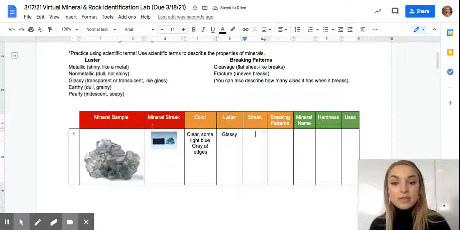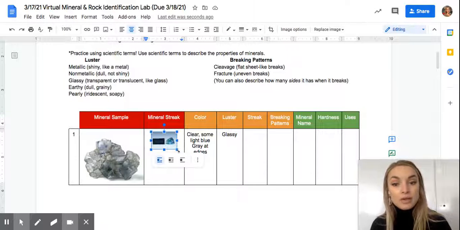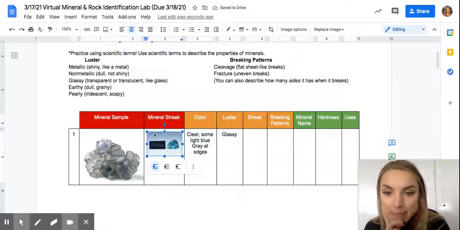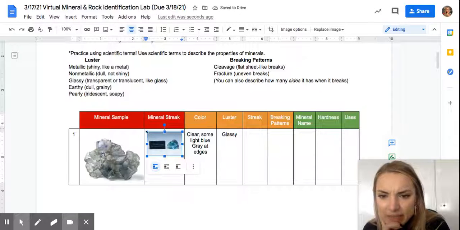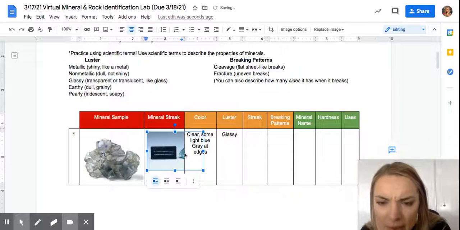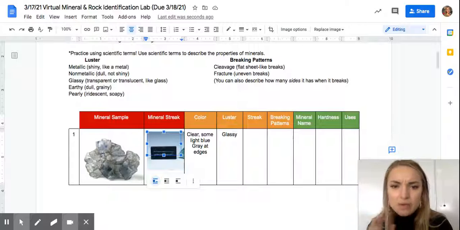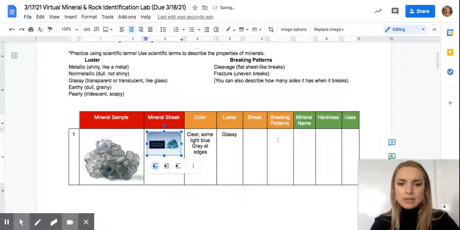All right. Now I'm going to look at the streak. So again, you can make this picture bigger if you need it bigger to see it. To me, it looks like that's a white streak, maybe light blue. White.